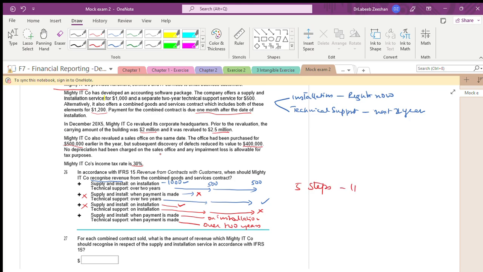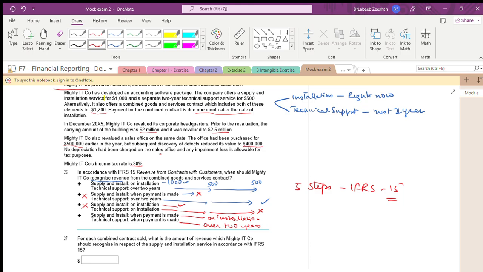5 steps of IFRS 15. It means when you supply and install, you want your payment. Fine. Support you will give for the next 2 years. Is it right? Nobody will pay you right now.